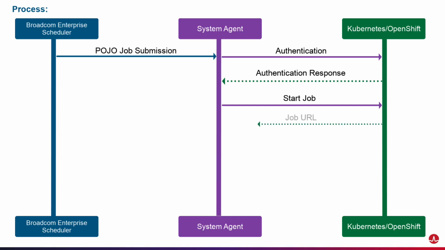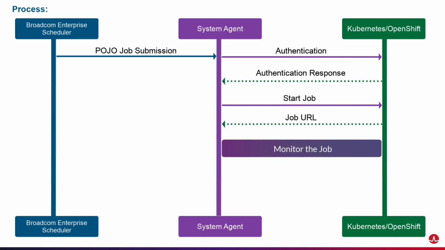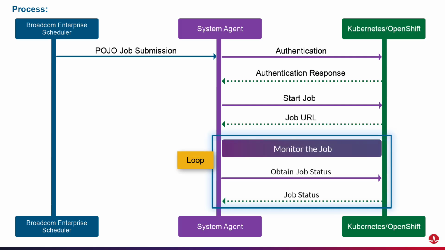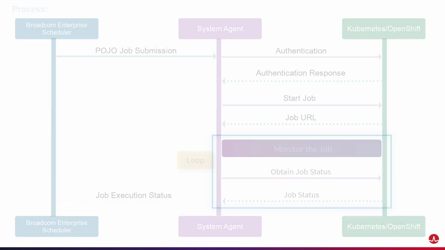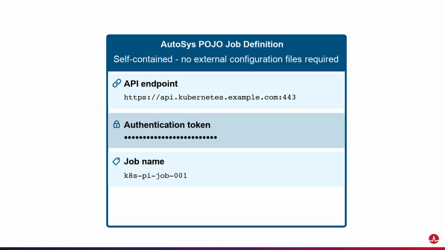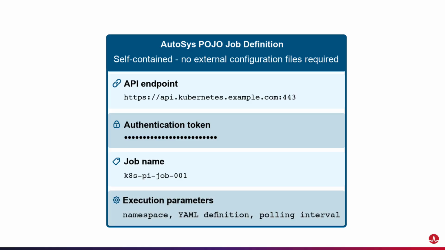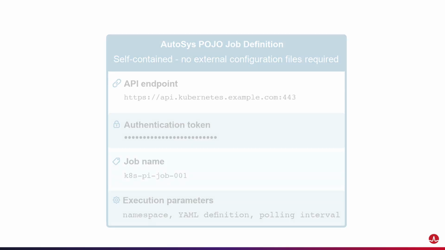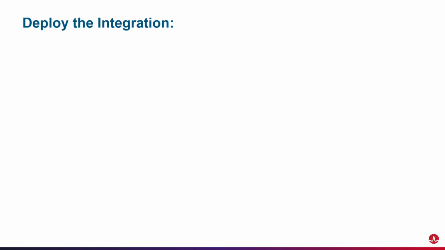Kubernetes returns a job URL, which the agent uses to poll for execution status. The system agent continues monitoring until the job reaches its final state, at which point AutoSys updates the job status to succeeded, failed, or canceled. All target system properties, including the API endpoint, authentication token, job name, and execution parameters, are stored directly in the AutoSys POJO job definition. Let's look at how to deploy the integration.